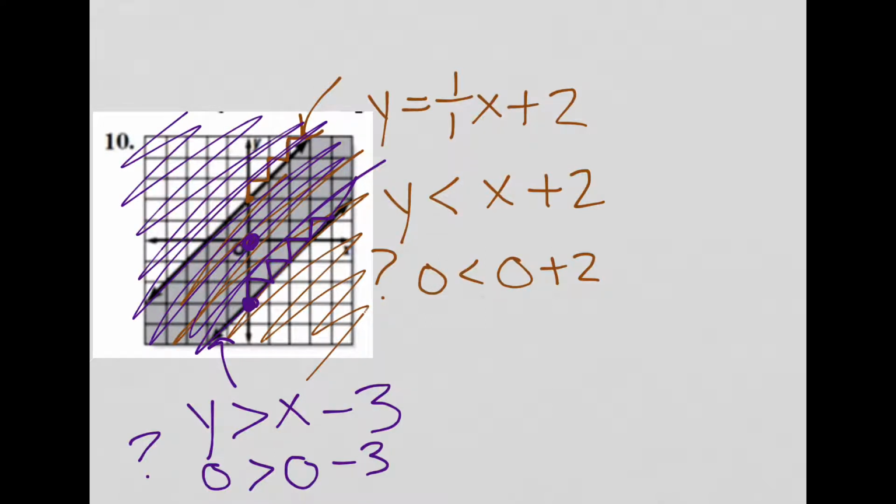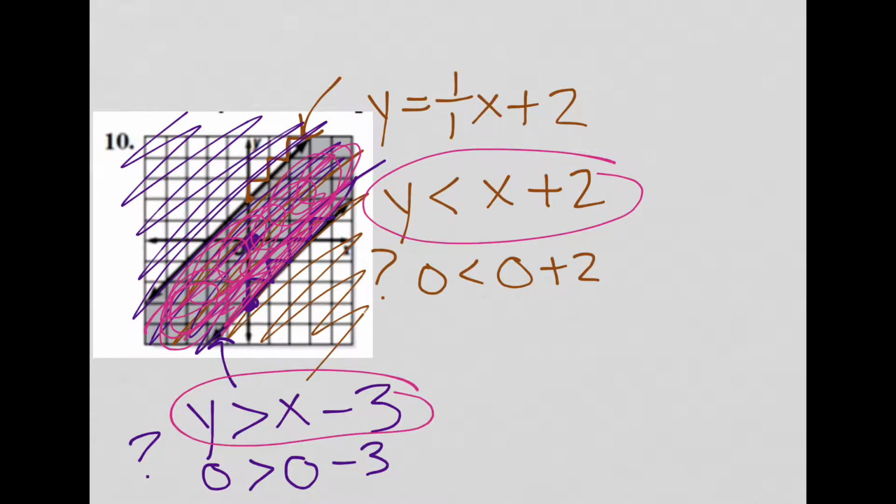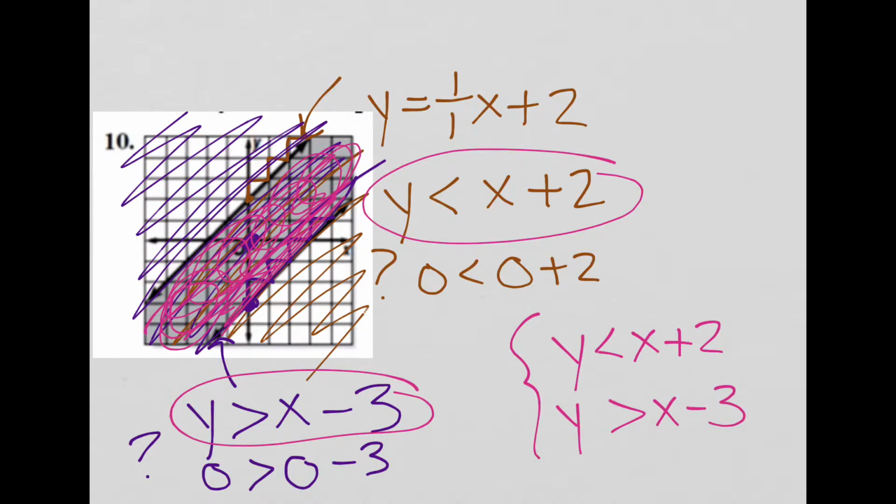But our answer is where the shading overlaps, and that does make sense because it would have just been shaded in between. So our system of inequalities would consist of that and that. And we could write them with a big curly bracket to show it's a system. y is less than x plus 2, and y is greater than x minus 3. And that is how you write a system from a picture.